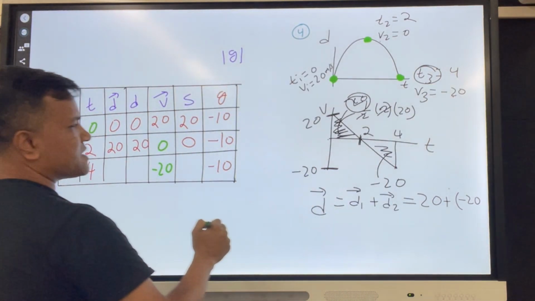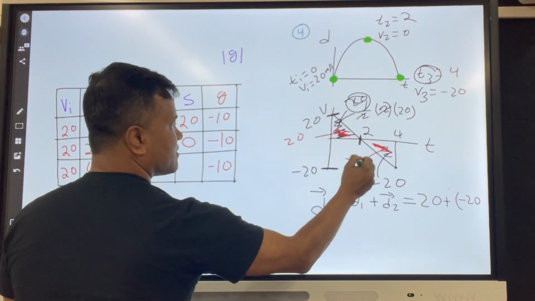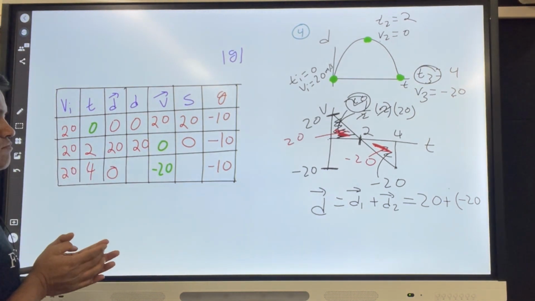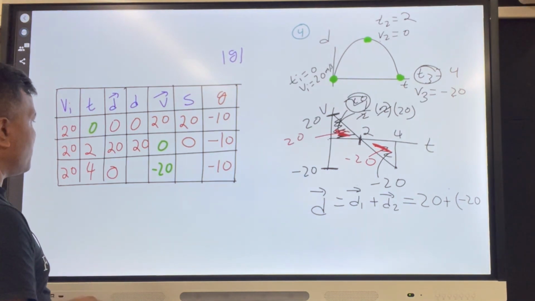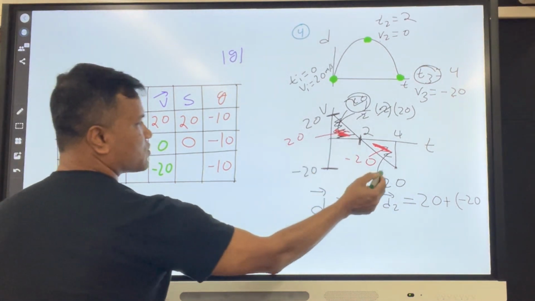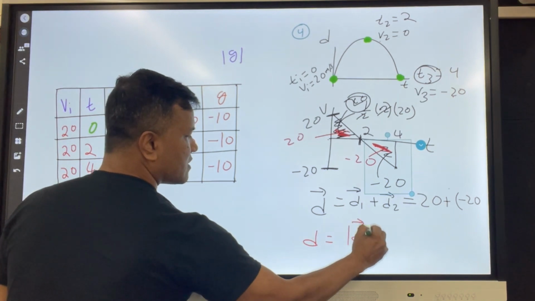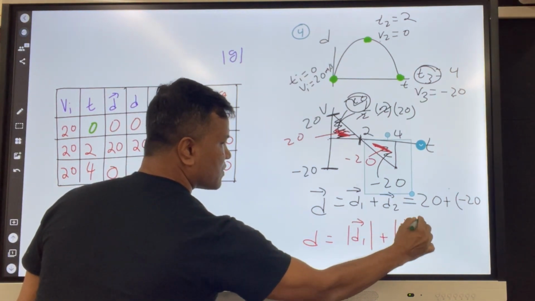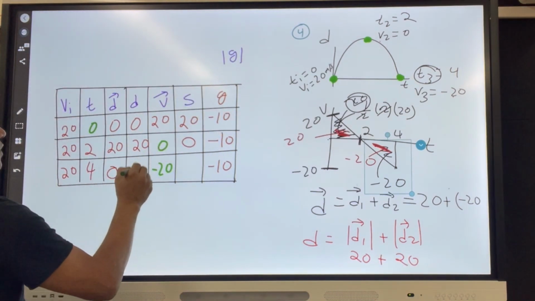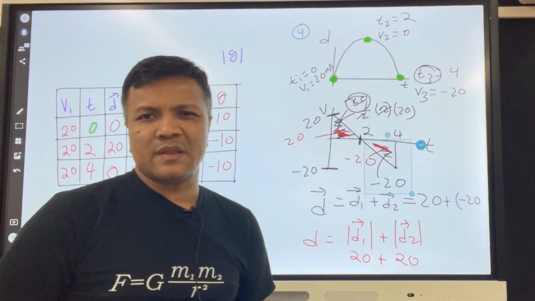Displacement is this one plus this one. This one is 20, this one is negative 20. So displacement is 0 when time is 4, because the ball or the marker in this case returned to the same location. Distance is 20 plus 20, which is 40. So distance is the absolute value of displacement 1 plus the absolute value of displacement 2. So distance is 40 and speed is 20. Okay, so that one was problem number 4.